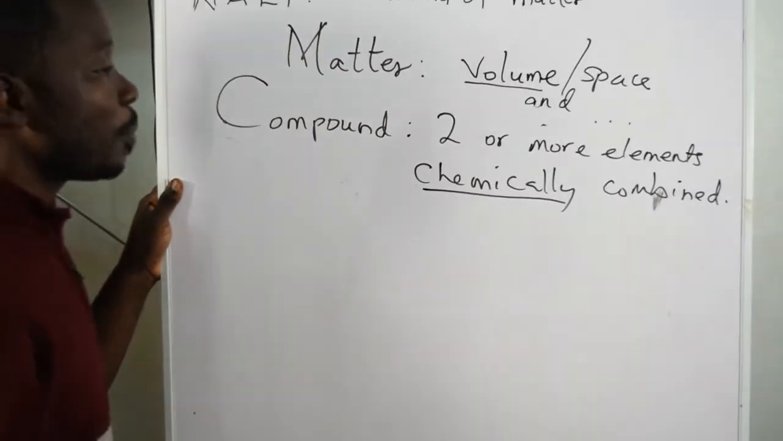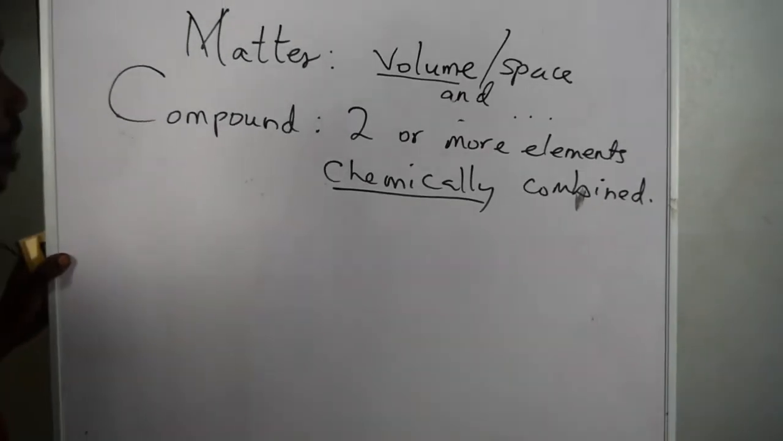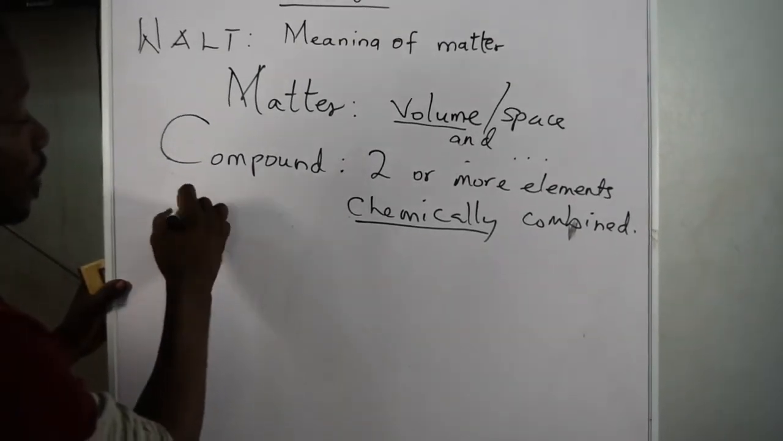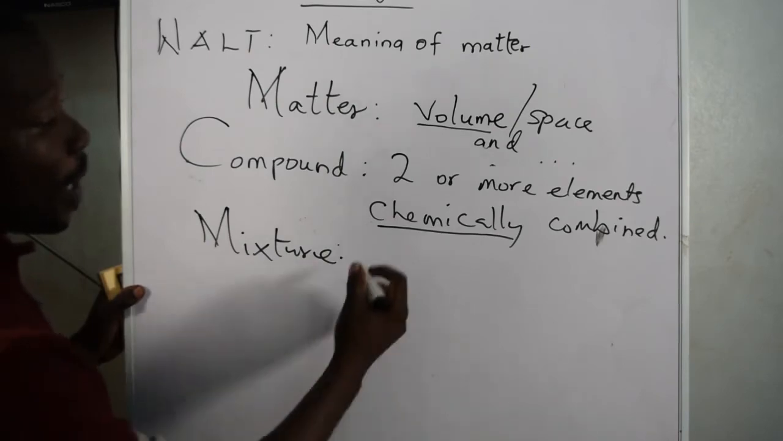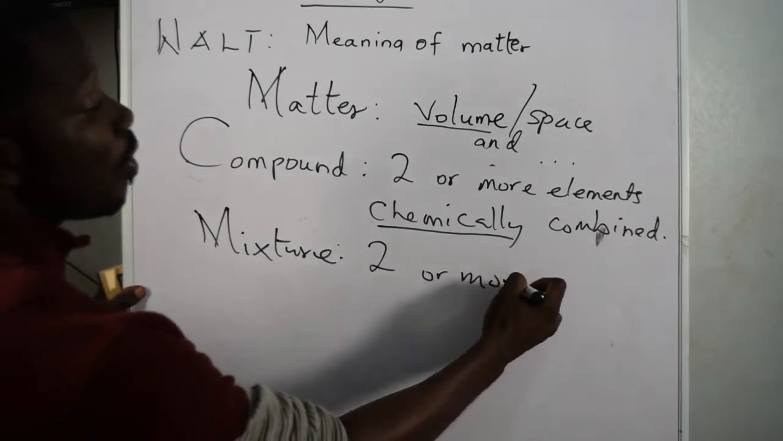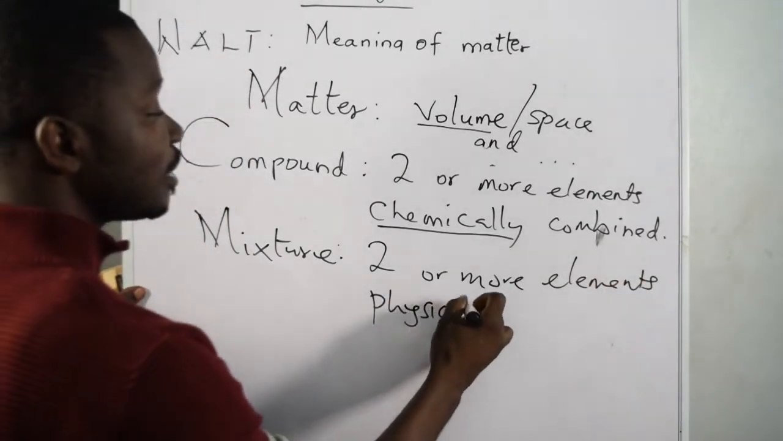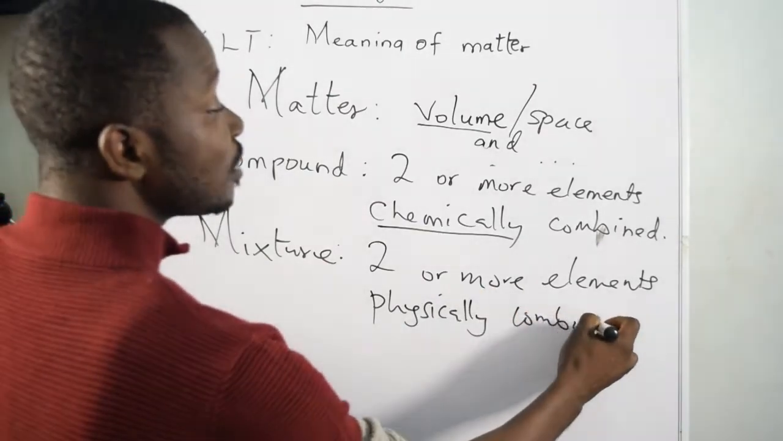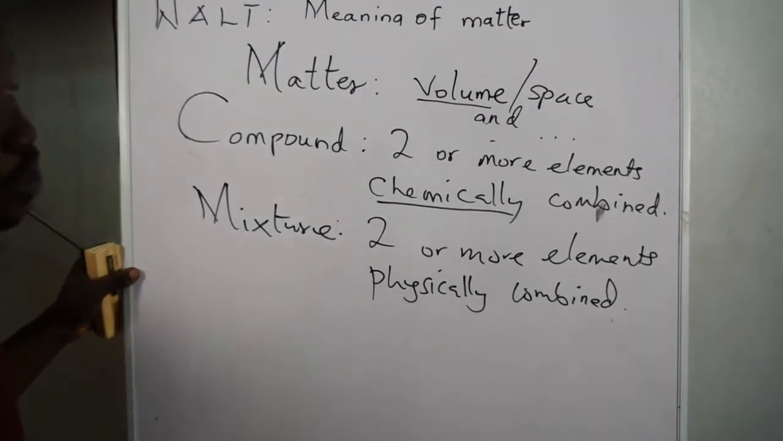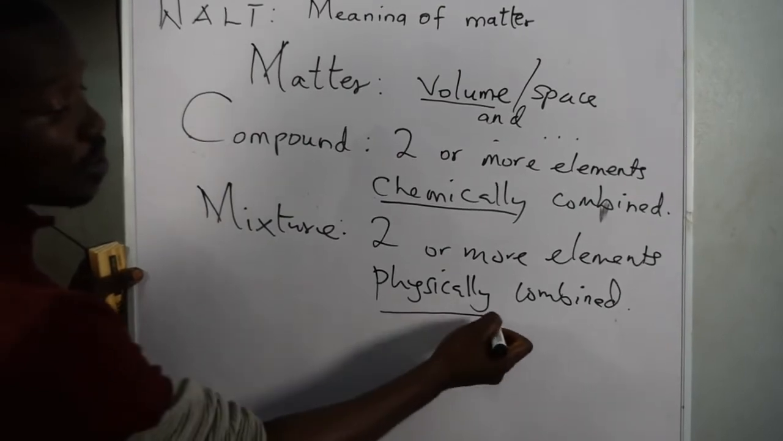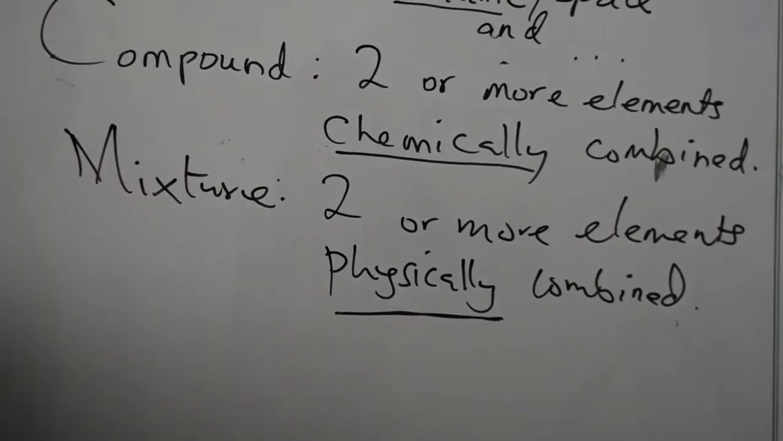Good. So this is the definition for compound. Two or more elements chemically combined. I think I'll do justice to this topic by adding mixture. The definition of mixture, the same format: two or more elements. Watch out here: physically combined. These are terms you need to understand. These are terms you need to be able to take before you sit for WASSCE. So look at it: two or more elements physically combined.